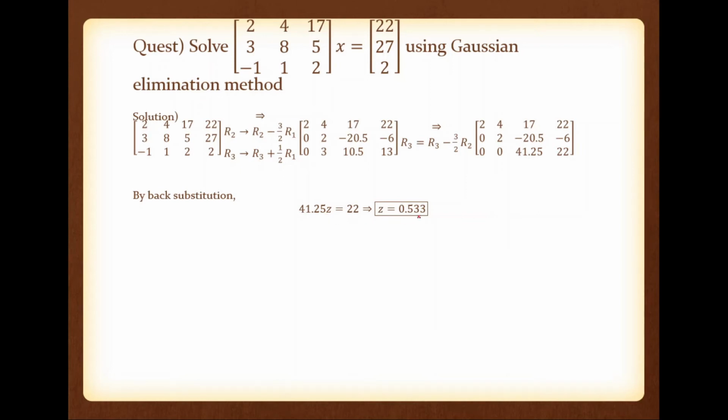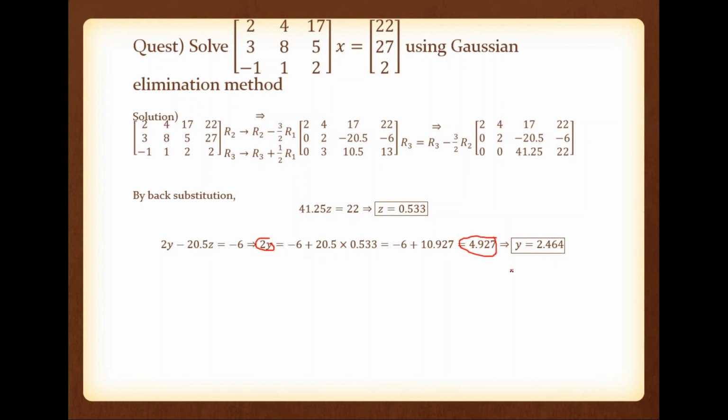So z is equal to 0.533. We are using 3 significant digits in the assignment, as specified. Now by using the second row, we are going to find y. So 2y, this is 0x plus 2y minus 20.5z equal to minus 6. So 2y is equal to minus 6 plus 20.5 times z. z is 0.533, that is equal to minus 6 plus 10.927, that is equal to 4.927. So 2y is equal to 4.927, so y is equal to 2.464.